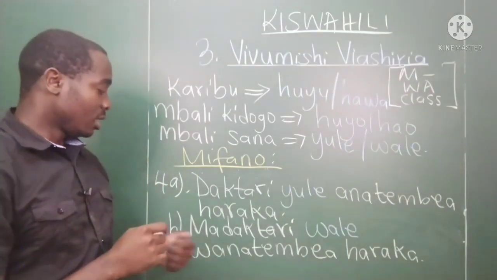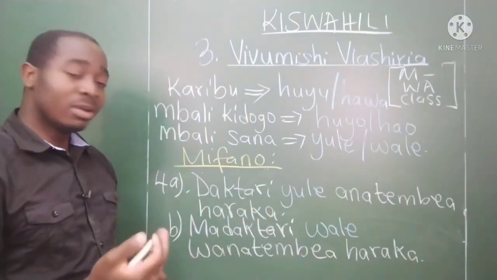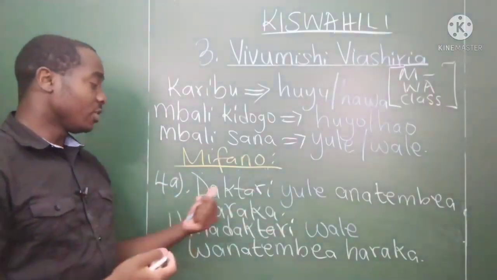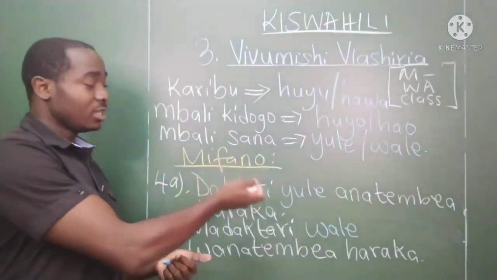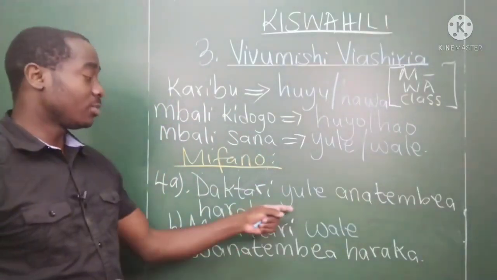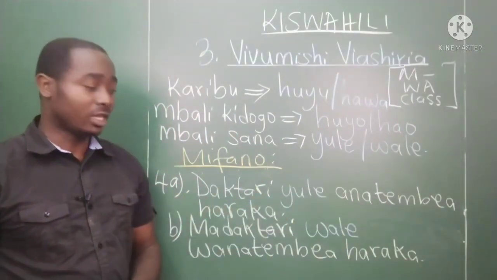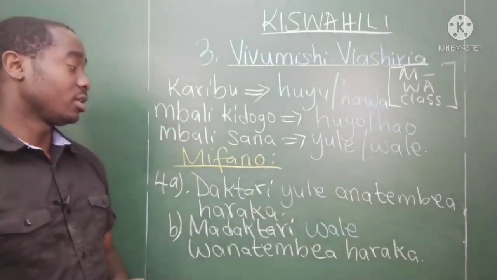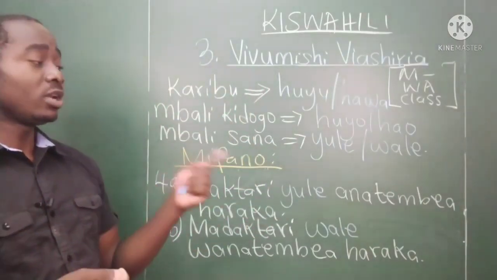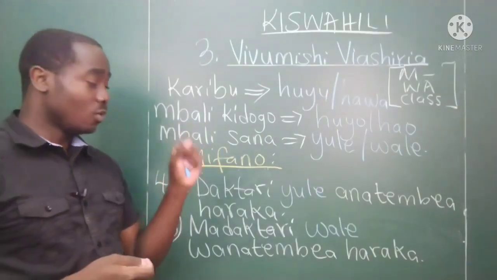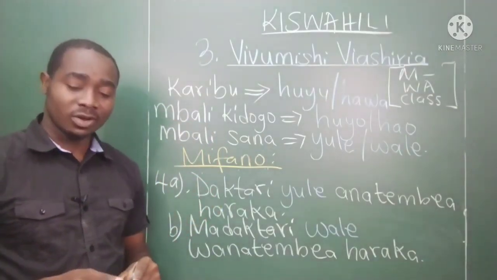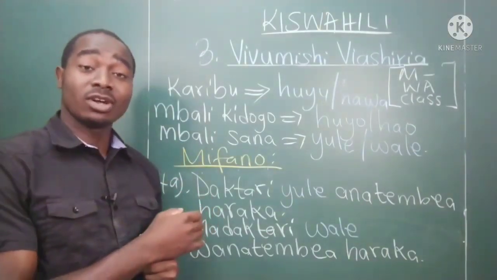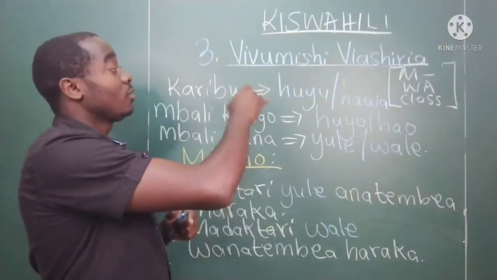Madaktari wale. And remember, as I am emphasizing, if you want to use it as an adjective, then you have to mention the noun first, then the demonstrative, okay? Otherwise, you can just say yule daktari, wale madaktari. Yule daktari anakuja, yule daktari anatembea haraka, wale madaktari wanatembea haraka, okay? So this is all about this lesson.